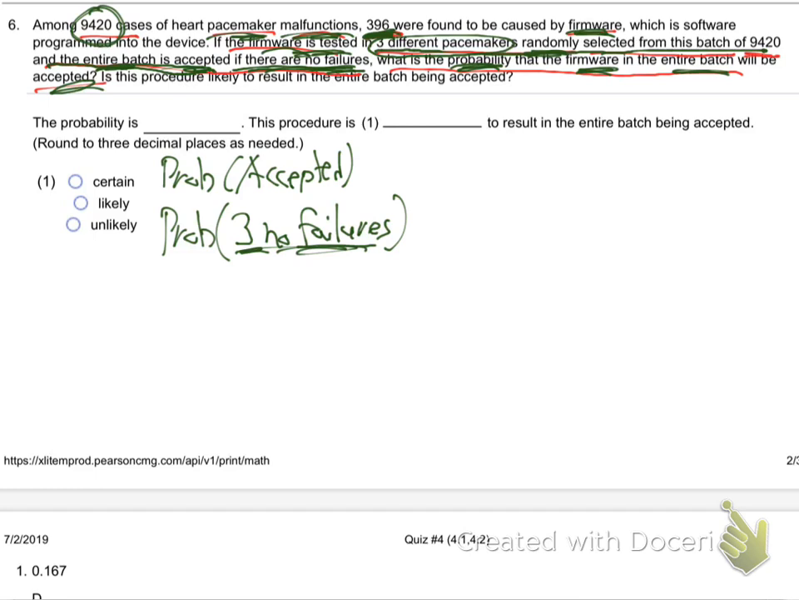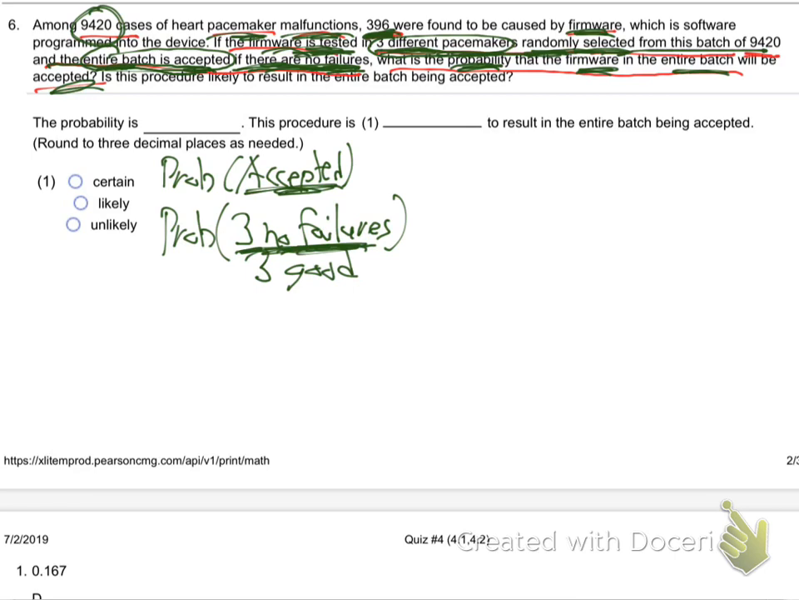And if 3 in a row have no failures, they assume that the whole batch is good and they accept it. That's what it says, right? The entire batch is accepted if there are no failures in the 3 different pacemakers randomly selected and tested. So they grab 3 at random and test them. If there are 3 no failures, meaning 3 good, they work well, they don't fail, then you accept the whole batch.